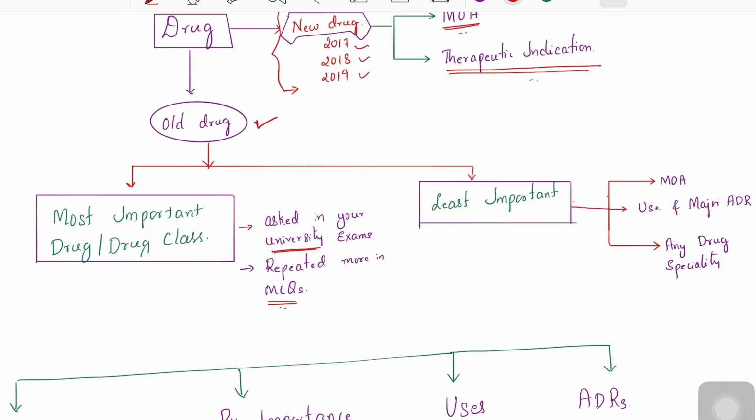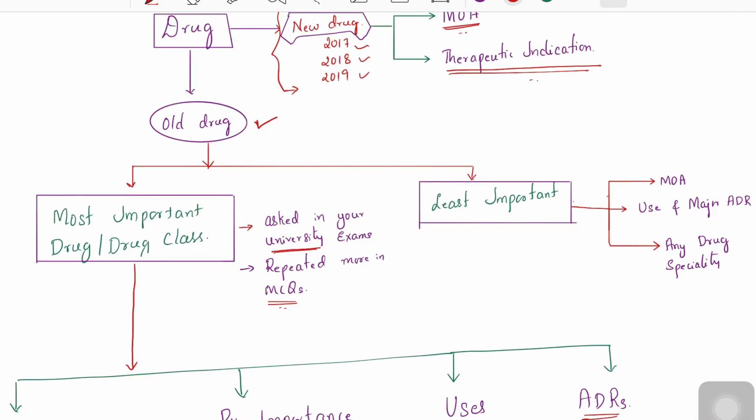Now when you come across this most important class, what you have to know is the mechanism of action of that, the pharmacokinetic importance, any drug interaction, major, not all the things, the uses, what are the major uses, and what are the major adverse drug reactions.